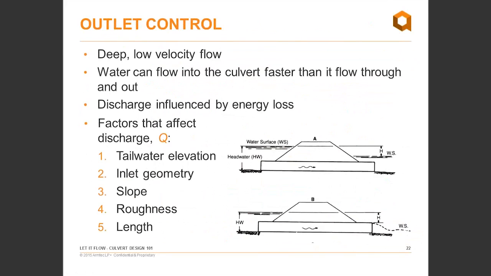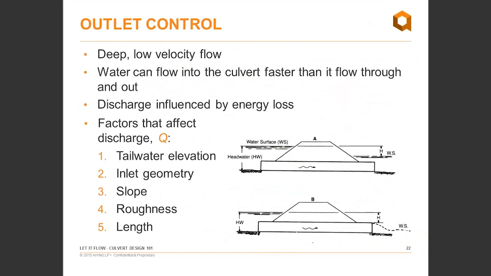Okay, so we talked about inlet control. Now we're going to talk about, obviously, outlet control. With an outlet-controlled culvert, the capacity is now influenced by energy loss. This is because water can enter the culvert faster than it can flow all the way through. These culverts are usually flowing with low velocity over flatter slopes. It gets a little more complicated with outlet control culverts, but at least you'd be glad to know that I didn't waste your time talking about pipe roughness and conveyance, because they come into play here. Friction and slope are now factors that influence the capacity of an outlet-controlled culvert.